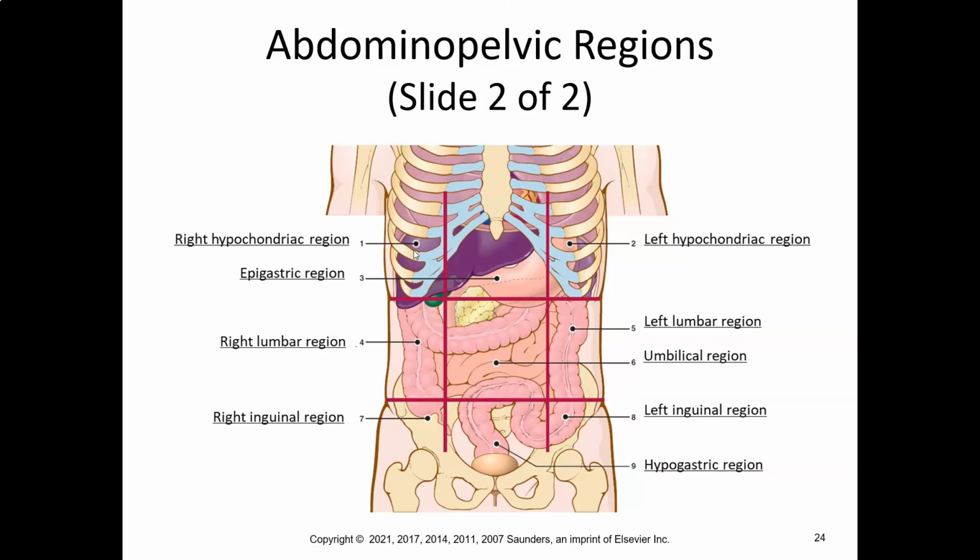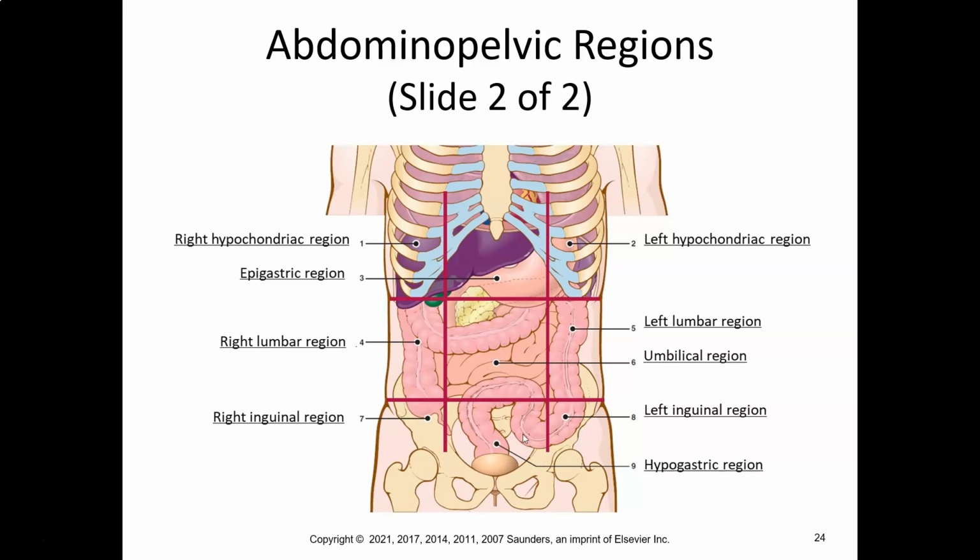Here's the right hypochondriac region. You see where the liver sits in there. The gallbladder can sit in the right hypochondriac region. The left hypochondriac region, you've got little parts of the stomach, but majority of the liver and the stomach are in the epigastric region. Right lumbar region, you've got the ascending colon. In the umbilical region, you've got the transverse colon. You've got the small intestine. You've got little parts of the pancreas. In the left lumbar region, you have the descending colon.